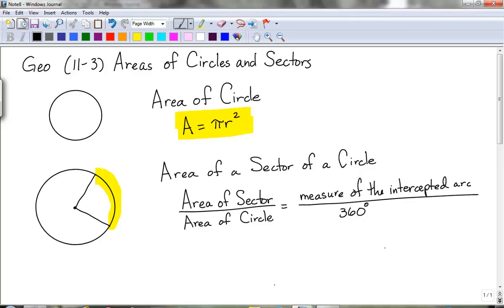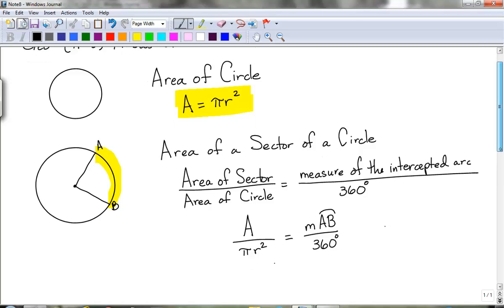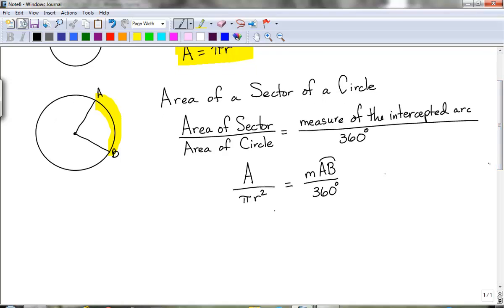So it's the area of the sector divided by the area of the circle equals the measure of the intercepted arc divided by the whole thing. Now let's shorten that a little bit. They're going to use A for the area of the sector. For the area of the circle, they're substituting in pi r squared. The measure of whatever arc it is, if this is like A to B, they'll use the measure of arc AB over the whole circle, 360 degrees. So this AB might change to measure of arc CD or measure of arc EF. And the A stands for the area of this sector.